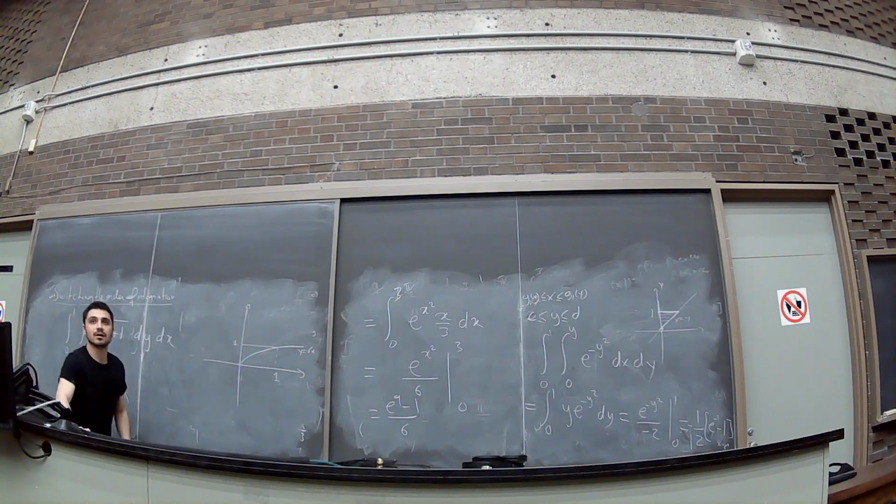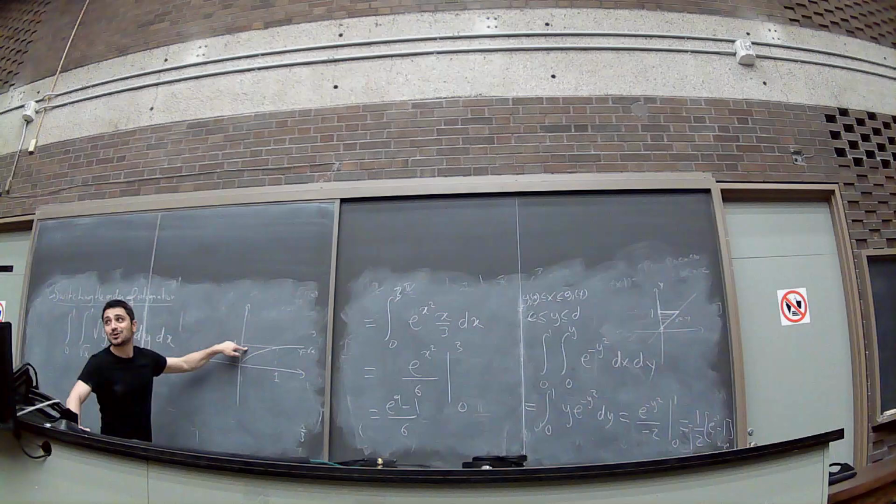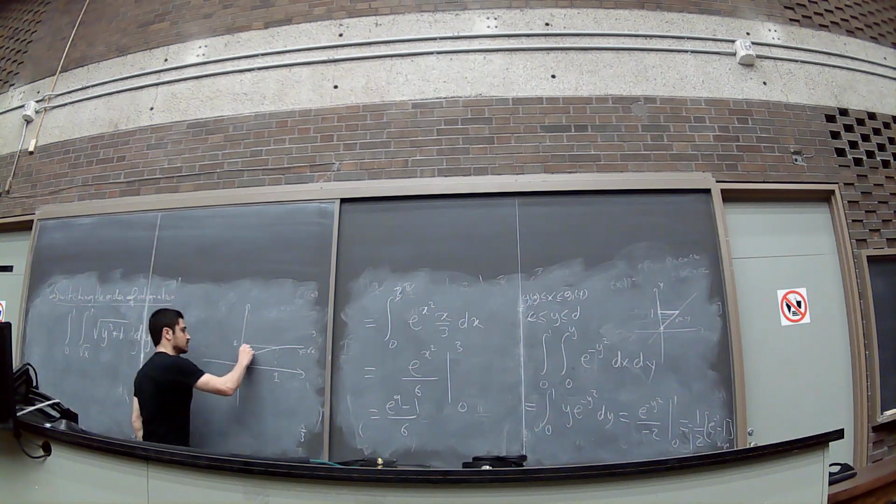Now, what is my region? Y is above root x and below 1, while x is between 0 and 1. Where is my region? This one or this one? Raise your hand if it's this one. Why? Y is above root x and below 1, and x is from 0 to 1. This is my region.